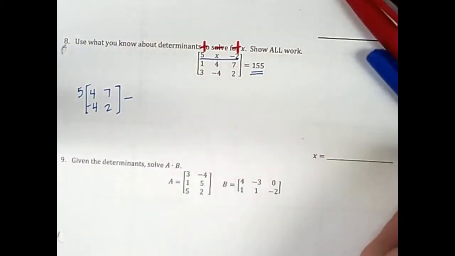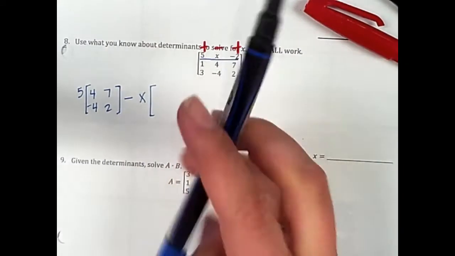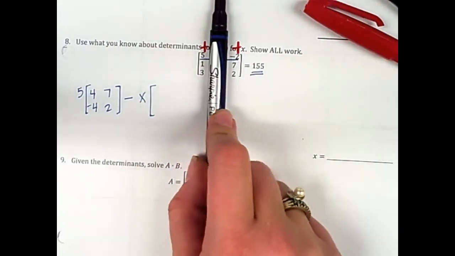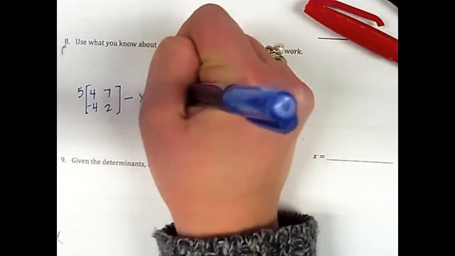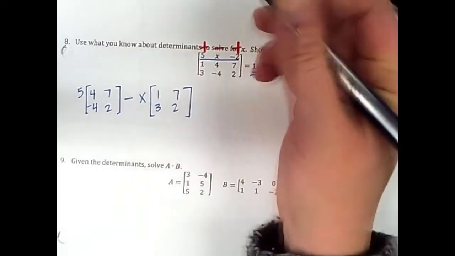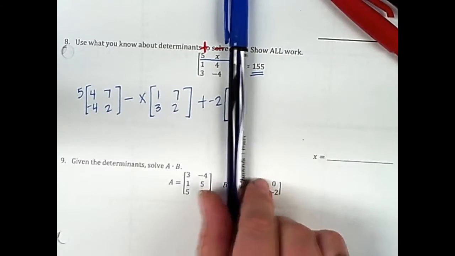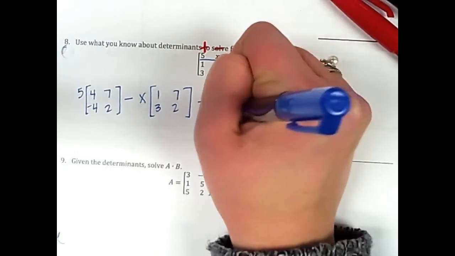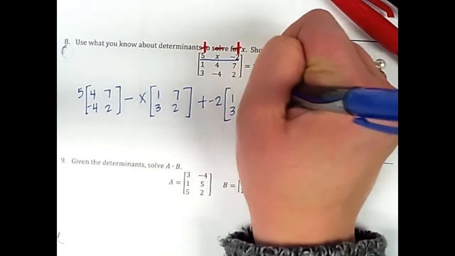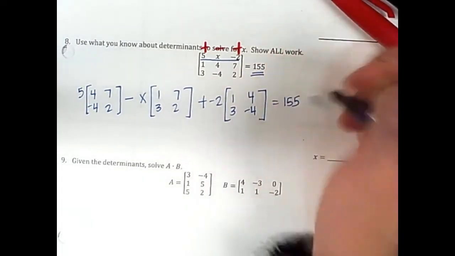So we subtract x, that's my second number in my row, and then the determinant. We cover up that top row, so we're left with 1, 3, 7, 2. And then plus -2, cover up that column and then the top row, and we're left with 1, 3, 4, -4. Okay, and all of that, sorry, is equal to 155.